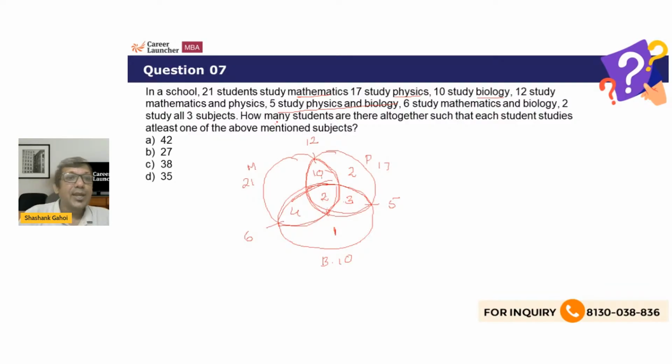Now it says how many students are there all together such that each student studies at least one of the subjects. Okay. So this mathematics complete circle is 21. 21 plus 2, 23. 23 plus 3, 26. 26 plus 1, 27. Answer comes out to be 27.